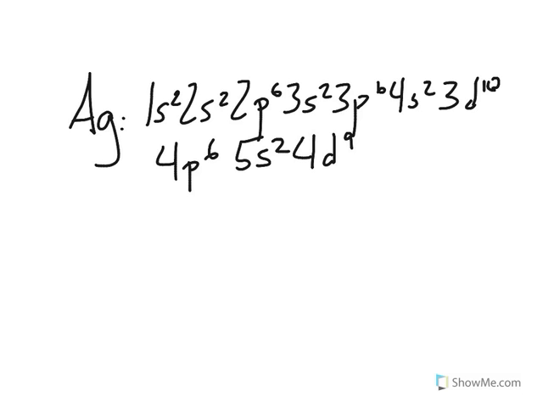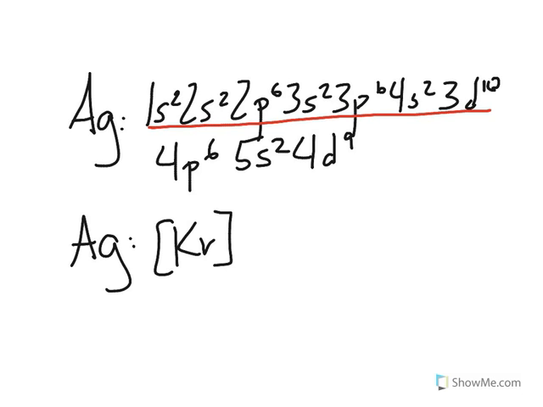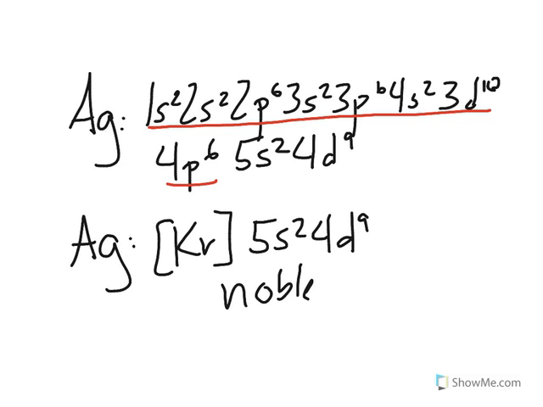We don't need to actually write it out like this. If we're going to write this in noble gas notation, we would just pick the closest noble gas to this. So it would be krypton. Okay? Krypton. And note that I'll go ahead and underline what the electron configuration for krypton would be. It's right here. Okay? And then I'll just go ahead and start from where it left off. So this will be 5s2, 4d9. And that's the electron configuration for silver using noble gas notation.